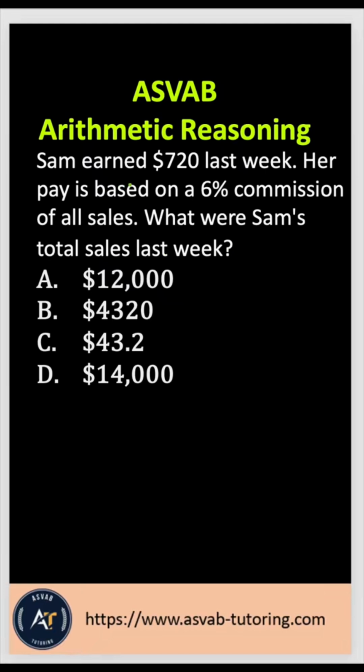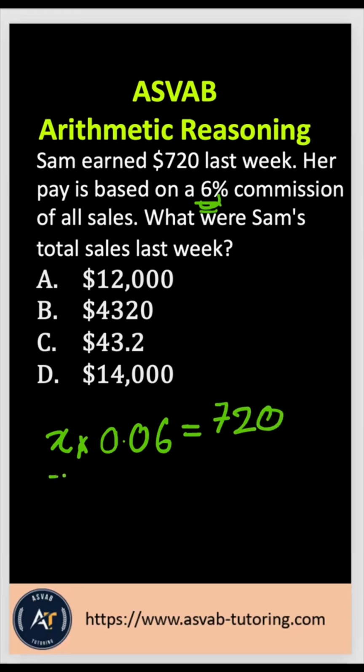So in order to solve this problem, say her last week sale was X amount, right? If you find 6% of this X amount, that gives you 720. So then you could find X, right? If you want to make this percent into a decimal, you have to move 2 decimal places. So that gives you 0.06. So X times 0.06 equal to 720, right?